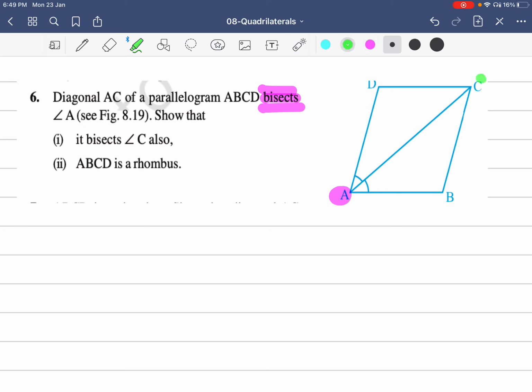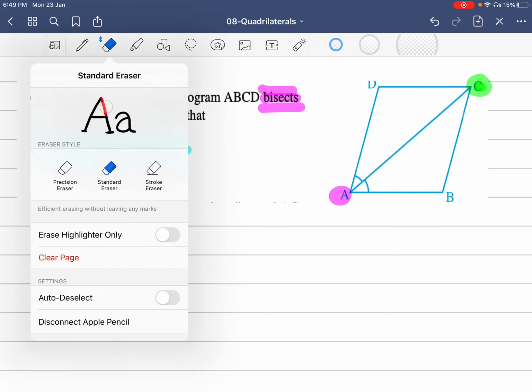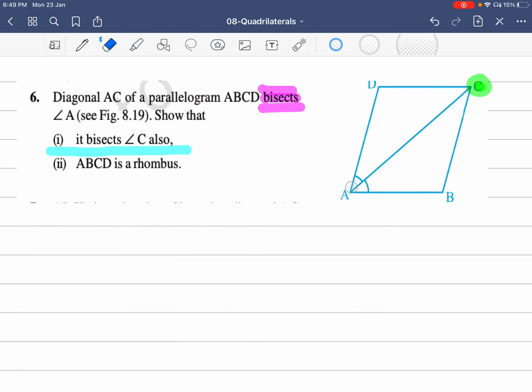So where is angle C? So this is angle C. So we have to show that angle C is also bisected. That is the first thing. And the second thing we have to show is ABCD is a rhombus. So ABCD is not just a parallelogram but is also a rhombus. So first we'll focus on point number 1, that it bisects angle C also. Now let me remove this so that we have better understanding.